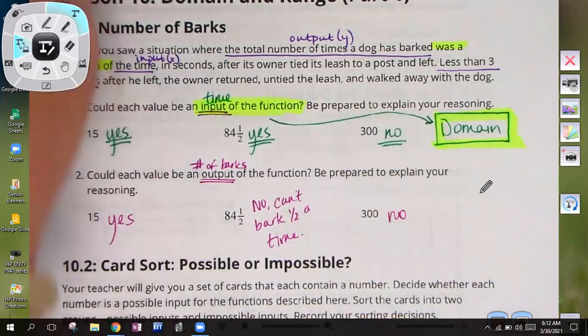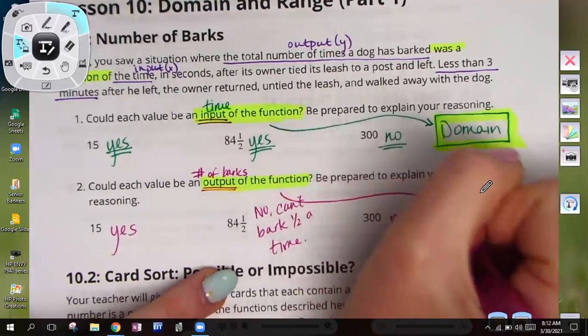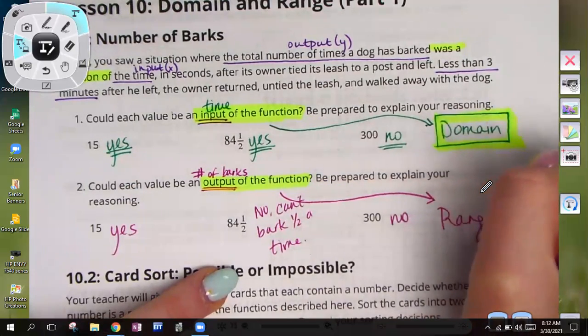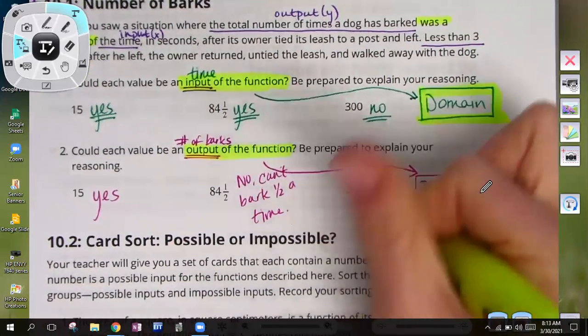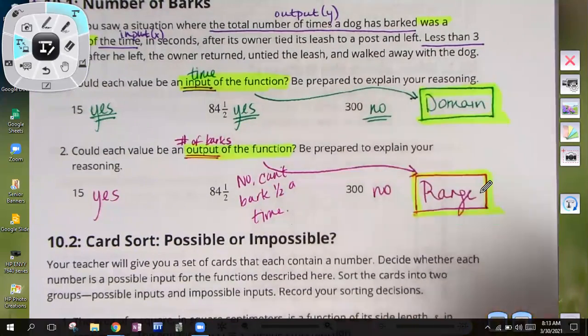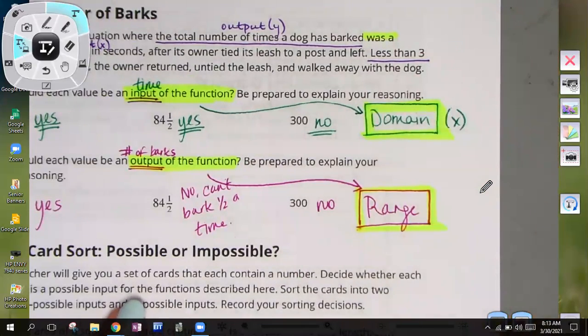All right. So when we are talking about all of the possible outputs of a function, so all of the y values that would work with this function, we're talking about the range. Okay, so domain is all of your x values. The range is all of your y values. Not confusing, but it is confusing if you don't know the difference or you don't know what you're looking for.